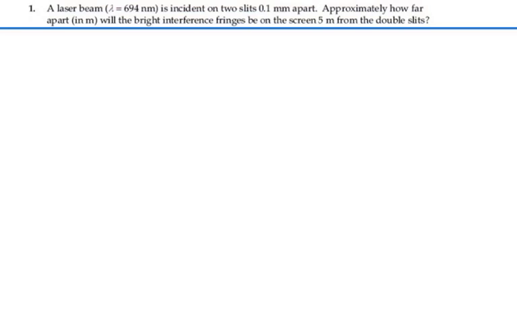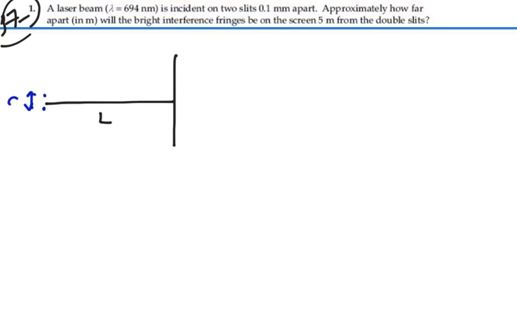Here's problem 37.1. A laser beam, wavelength 694 nanometers, is incident on two slits 0.1 millimeters apart. Approximately how far apart in meters will the bright interference fringes be on the screen 5 meters from the double slits? So our basic setup is we're going to have a screen a distance L away, and we'll have two slits which will be separated by a distance d.